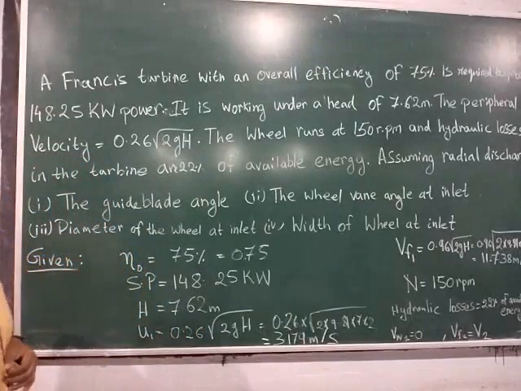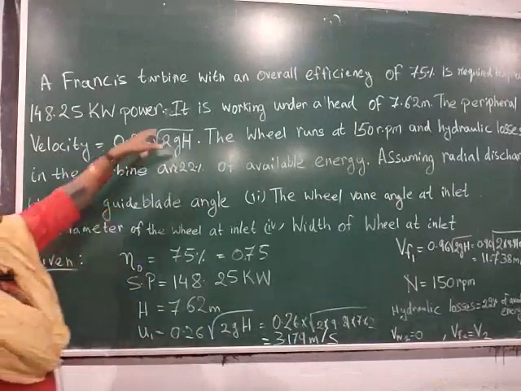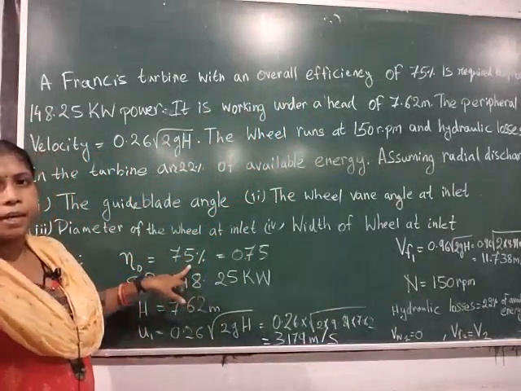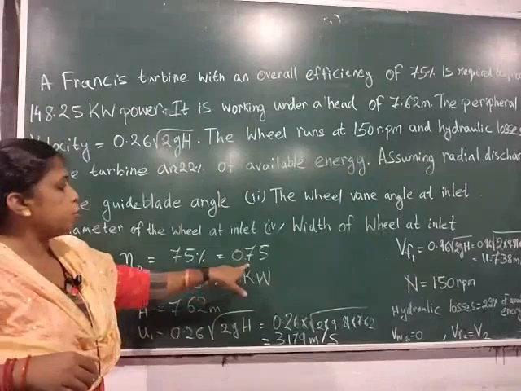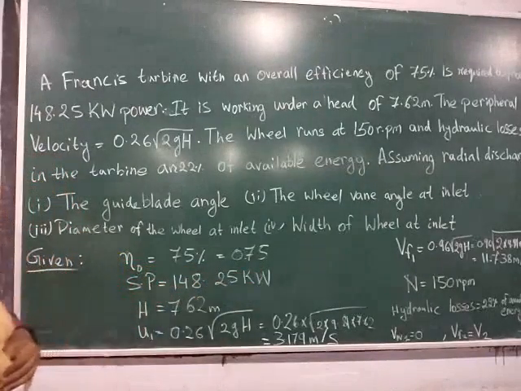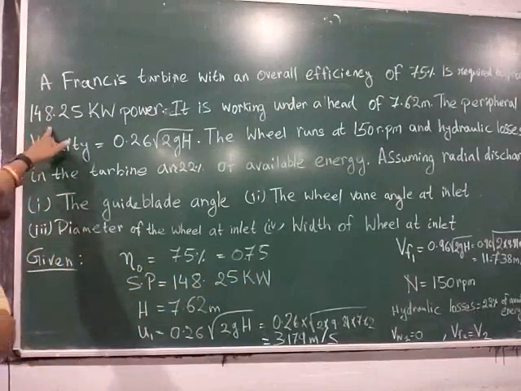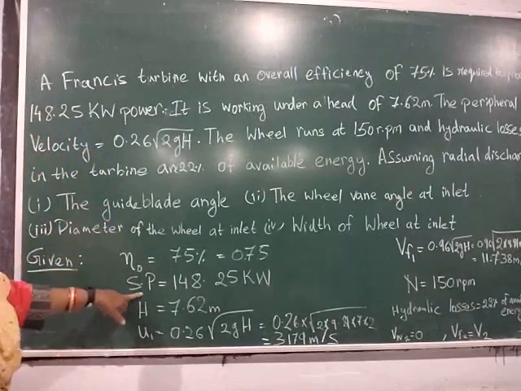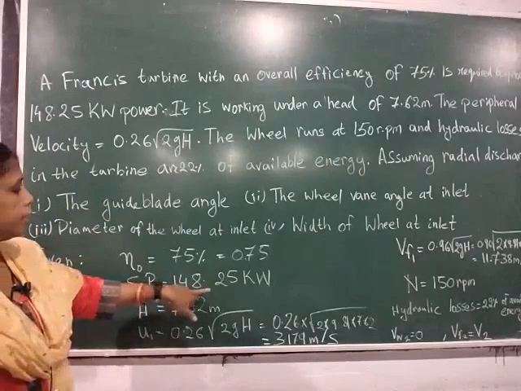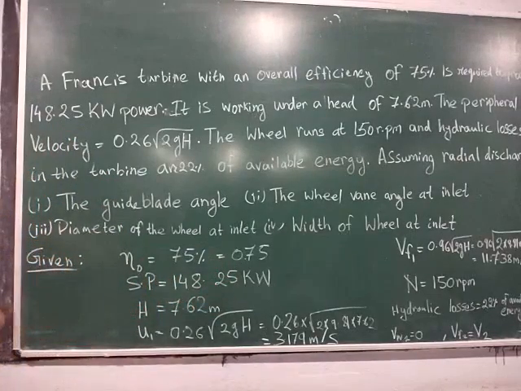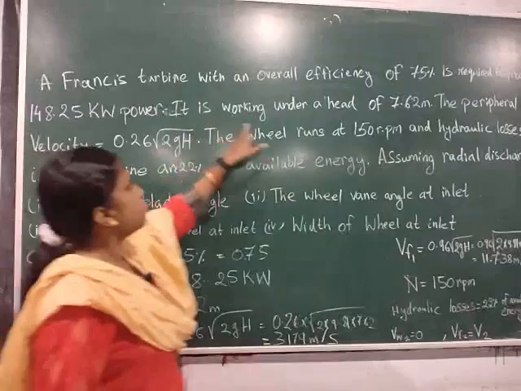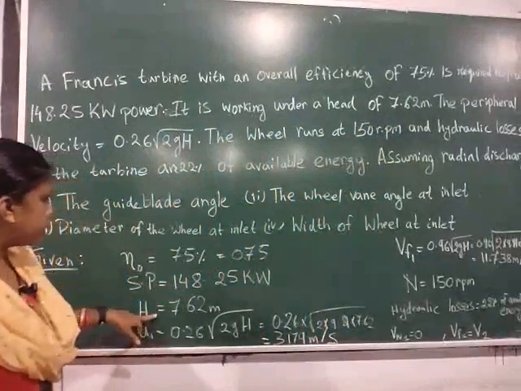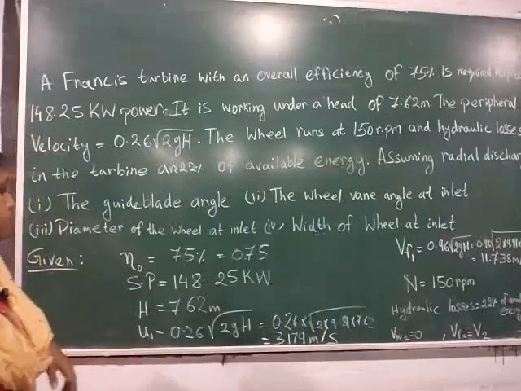Okay. Next, what is given in the question? Overall efficiency is equal to 75%, that is nothing but 0.75. Next, required to produce 148.25 kilowatt, that means it is the shaft power. So shaft power is equal to 148.25 kilowatt. Next, it is working under a head of 7.62. So head means H. H is equal to 7.62.